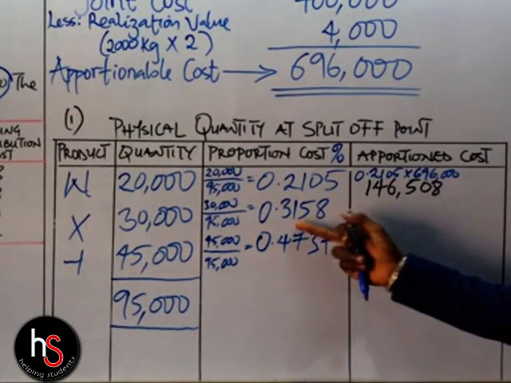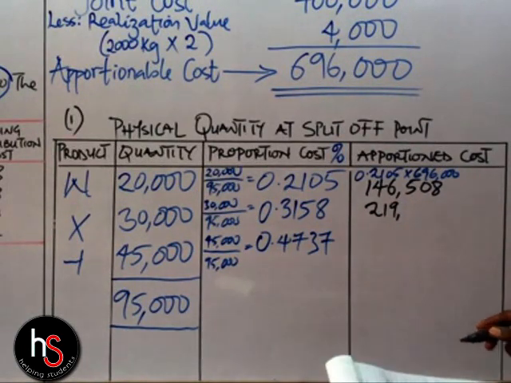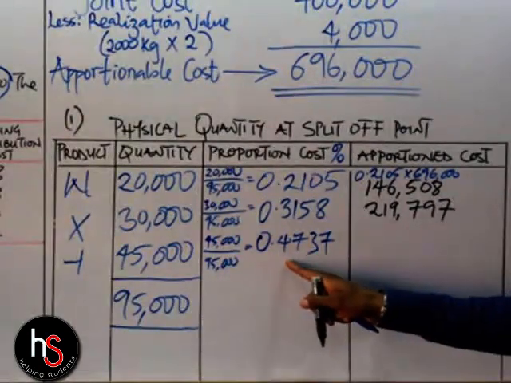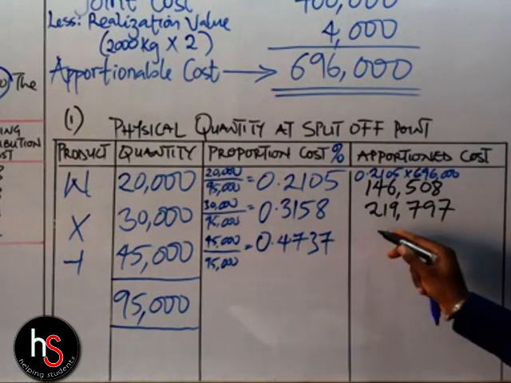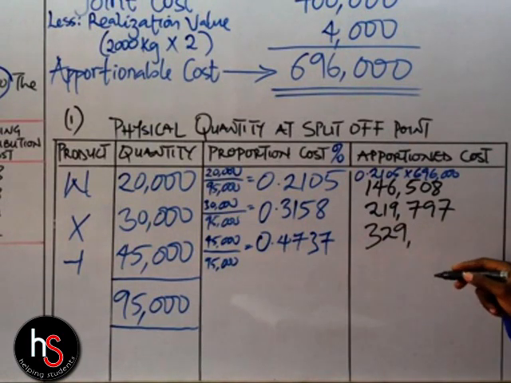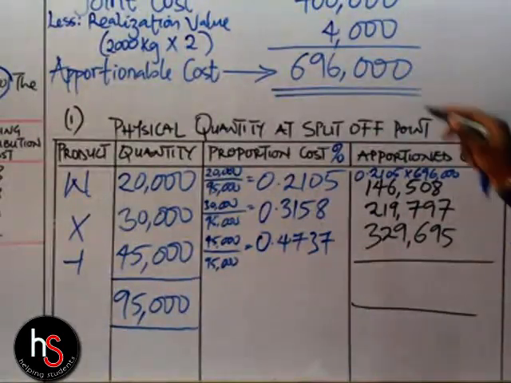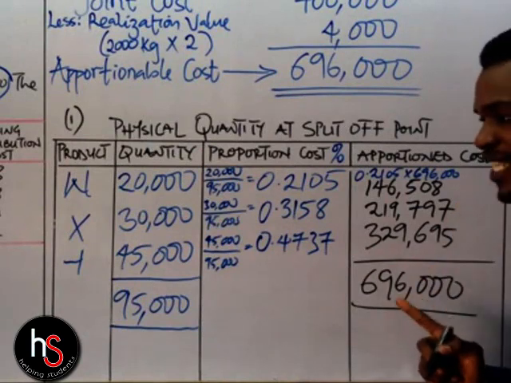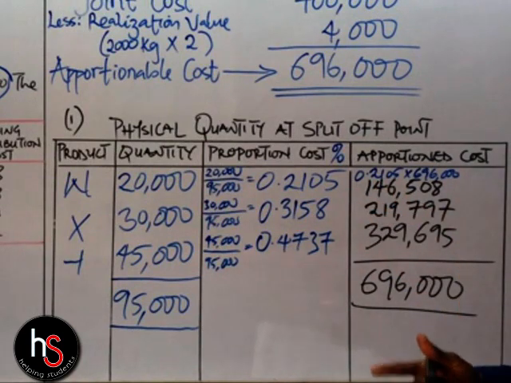Okay? Now when we take the same step for the next one, it gives us 219,797. And we take the same process for this last one, which is 0.4737 times 696,000. It gives us 329,695. Now the summation of everything we have here must give you 696,000. So if you don't have 696,000, that means you have made a mistake somewhere. Maybe you didn't approximate well, so it affected your final answer. So ensure you approximate well.